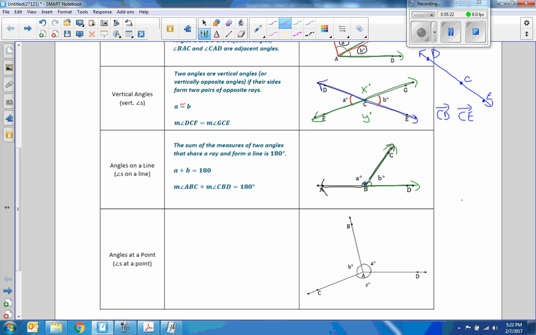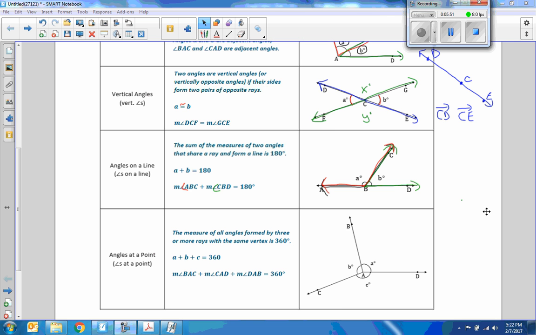I should use black, it's hard to see on these. So there's angle ABC in red, and angle CBD is in green. They share ray BC, and BA and BD are opposite rays that form a straight line, and therefore they are two angles that form a straight line, or are on a line.